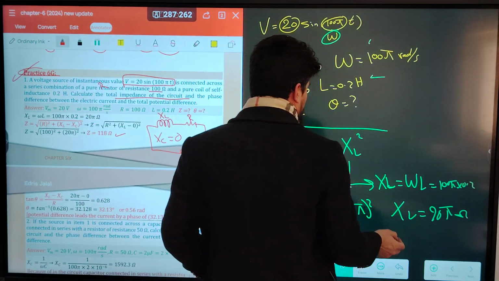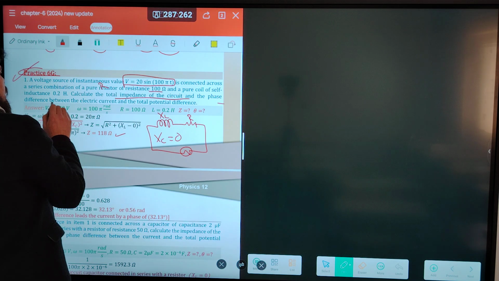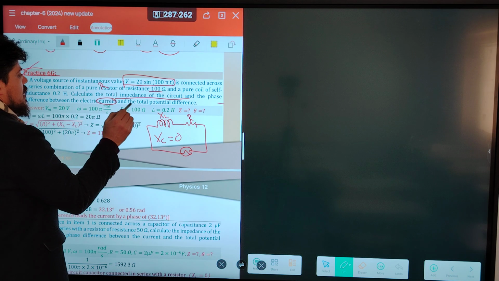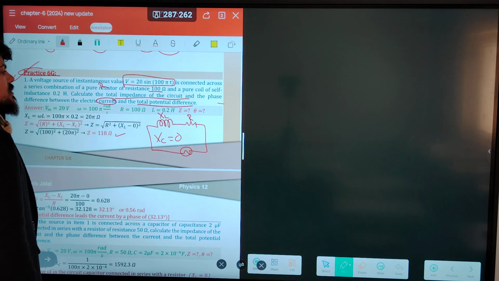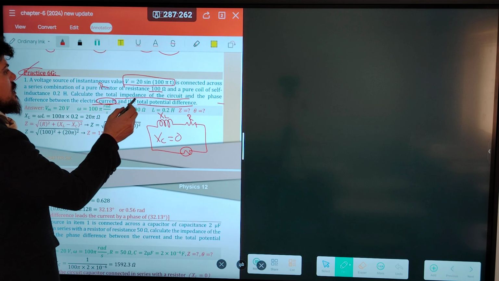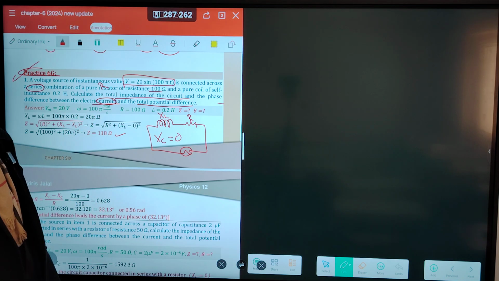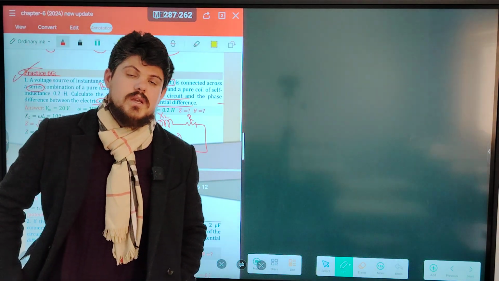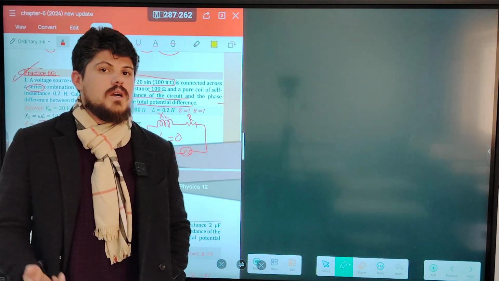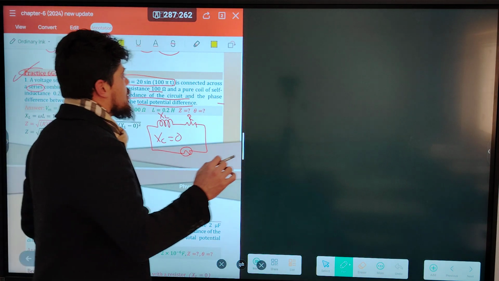The second part, what is unknown? Guys, the phase difference between current and total potential difference. What is the type of the current? Doesn't matter. Why? Because the circuit is connecting series connection. In series connection, what do we mean by the current? Can we say this is total? Yes. Can we say this is IR? Yes. IC, IL. And phase difference between current and total potential difference.